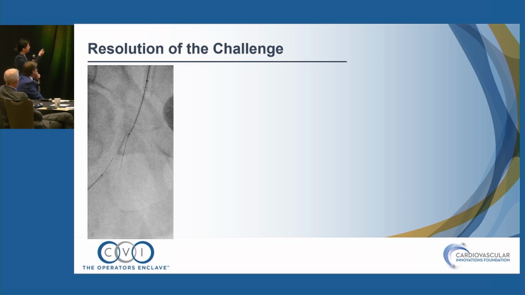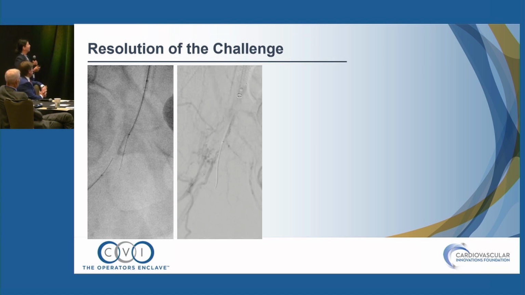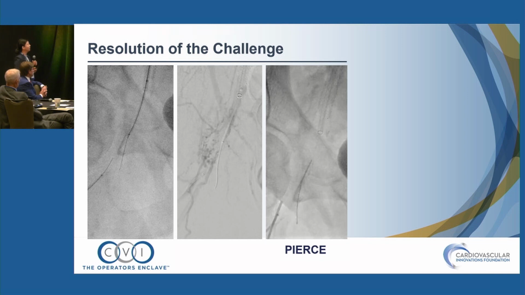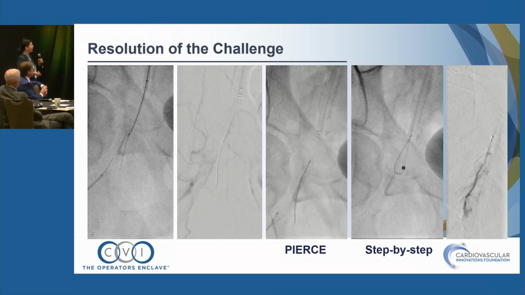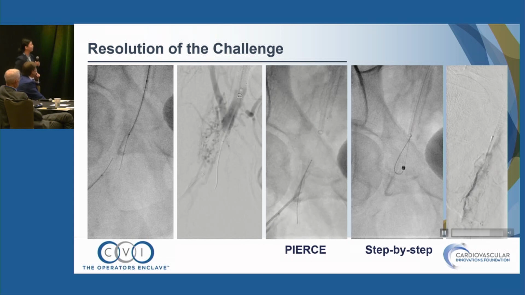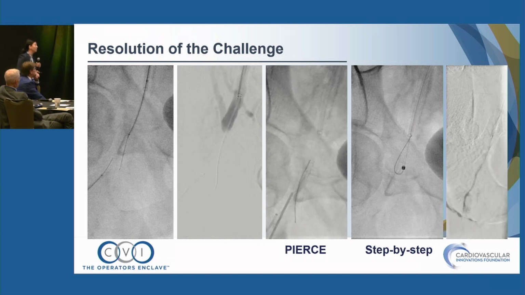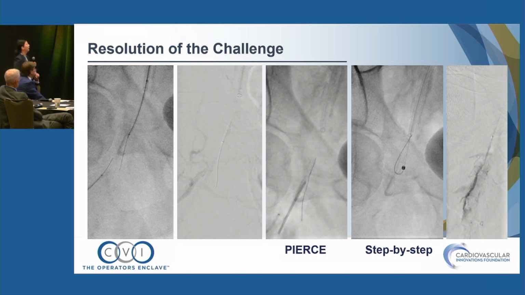Taking that approach, I went from the top, from the profunda actually. So this is a proximal profunda retrograde stick. A lot of wires were utilized, sacrificed in this case. Could not penetrate. So I said, what the heck, let's try the Pierce technique from the Japanese. Didn't work. Then I said, let's try step-by-step. Didn't work. It looks like a venous connection here, actually. So with the step-by-step, I went to the venous side.